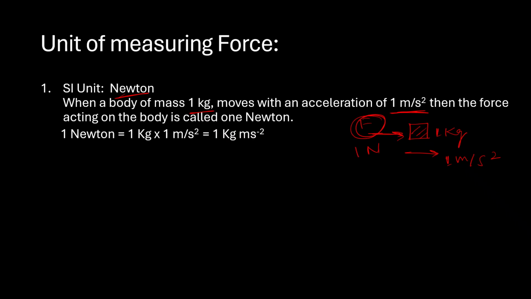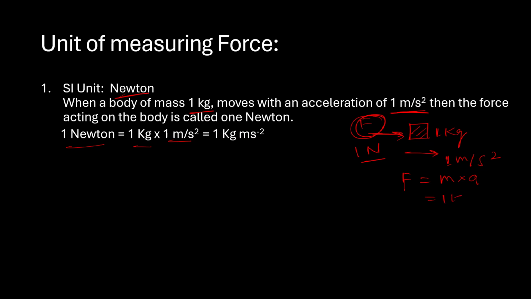So let's calculate 1 Newton. 1 Newton is 1 kg times 1 meter per second square. Basically we know that F is equal to mass times acceleration, right? We will study in detail in a future topic where this relation comes from, but force is equal to mass times acceleration.